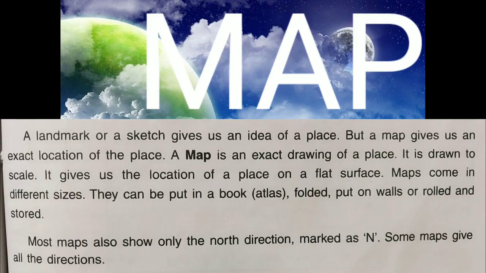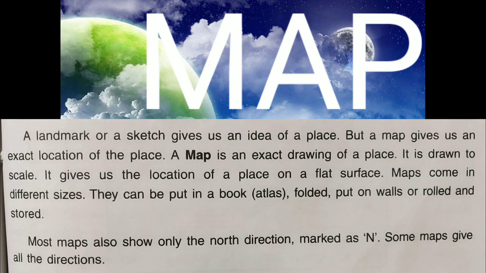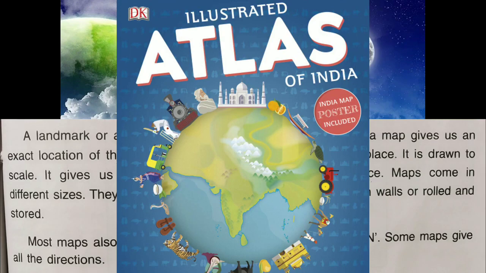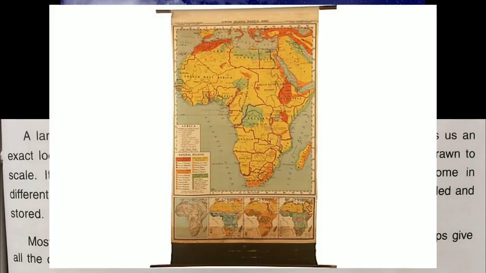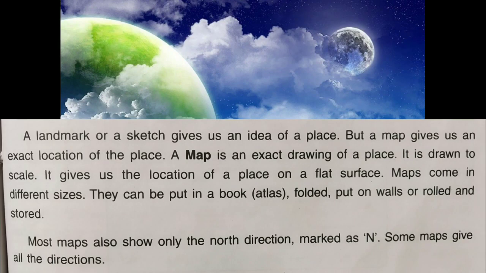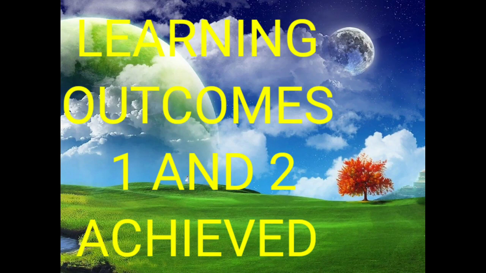Maps come in different sizes. They give us the location of a place on a flat surface like paper or something else. They can be put in a book, that is atlas. They can be folded. They can be put on walls or rolled and stored. Most maps, they show only the north direction and it is marked as N, but some maps give all the directions. Now, children, you can easily define and differentiate between a map, landmark and the sketch.